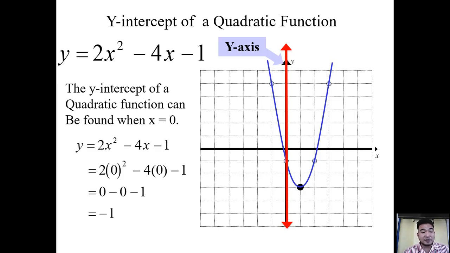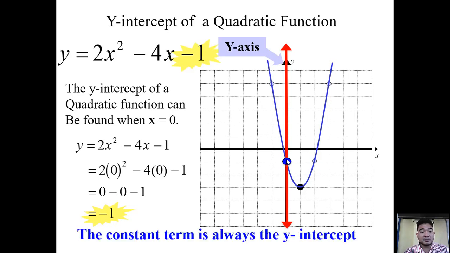So you will have this. You substitute x equals 0. So the remaining would be the constant term, only the constant term, which is negative 1. So this is our y-intercept. It's at negative 1. That is the y-intercept. The constant term is always the y-intercept, so no need to compute like this. Just look into the equation. If it is in the standard form, then upon looking at the constant of the quadratic function, that is already the y-intercept of the quadratic function.